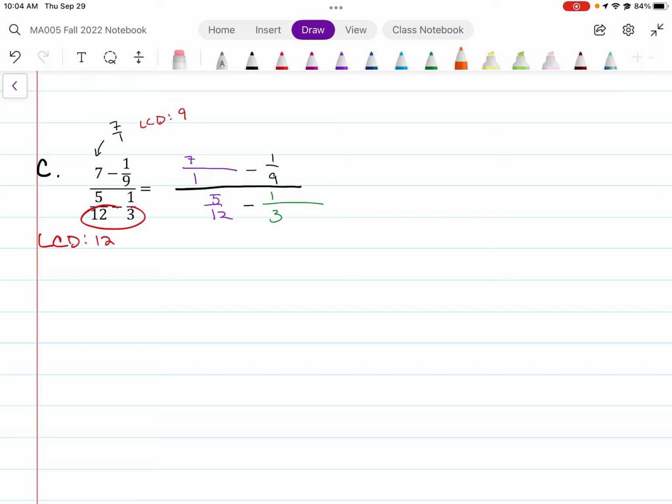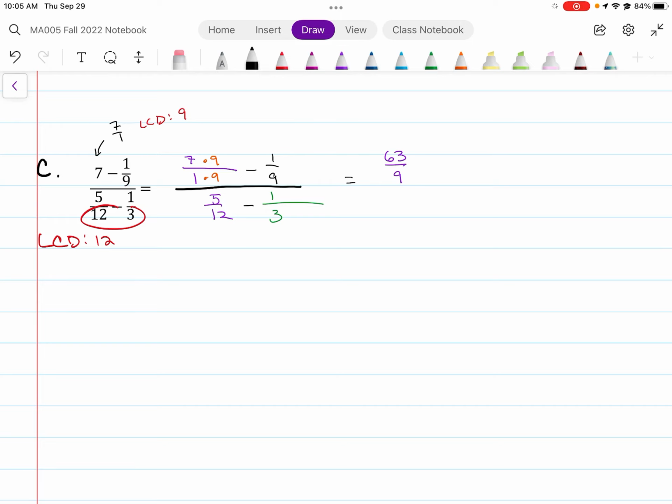So the top, we decided the least common denominator is 9. So I'm going to say times 9 times 9. All right, so now I've got on the top, I've got 63/9. Does that make sense that that is 7? 63 divided by 9 is 7, right?